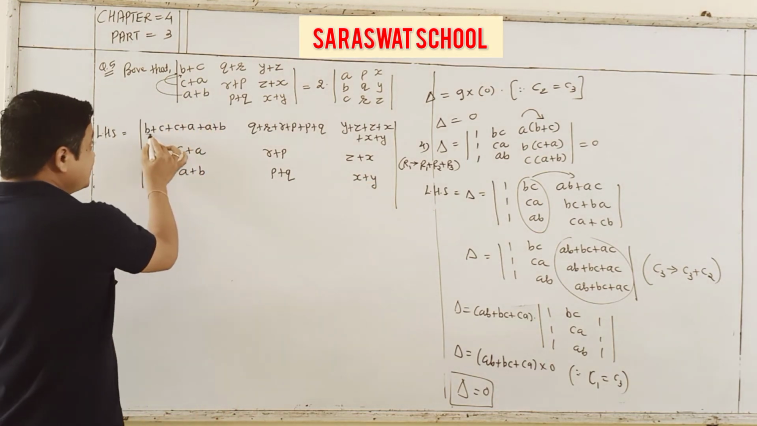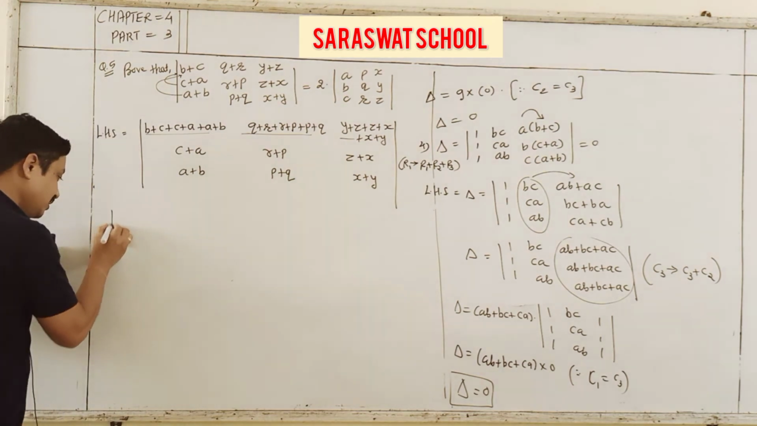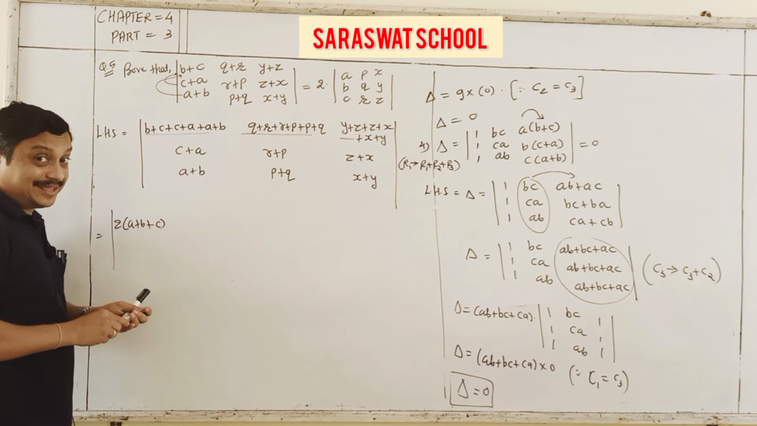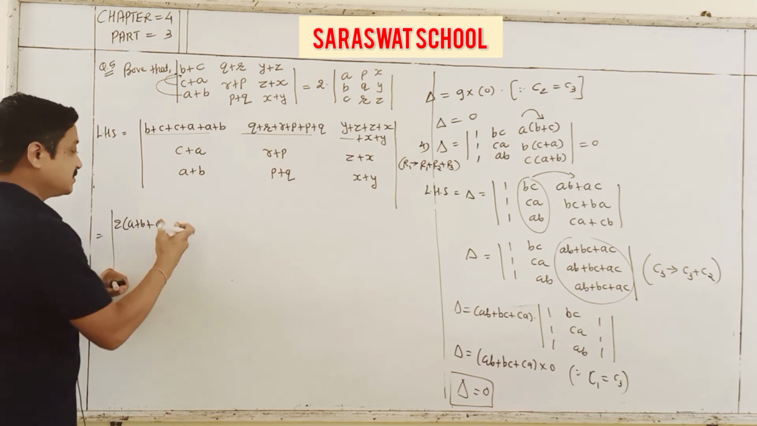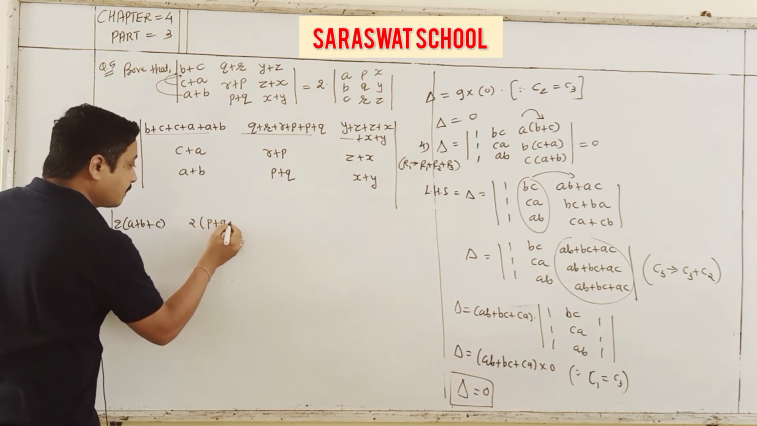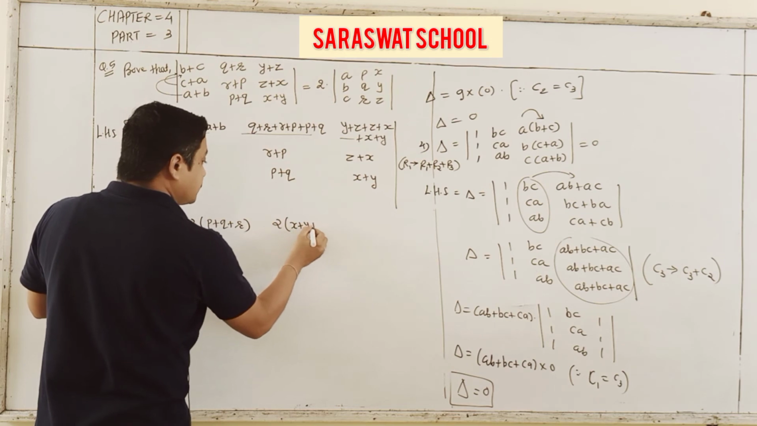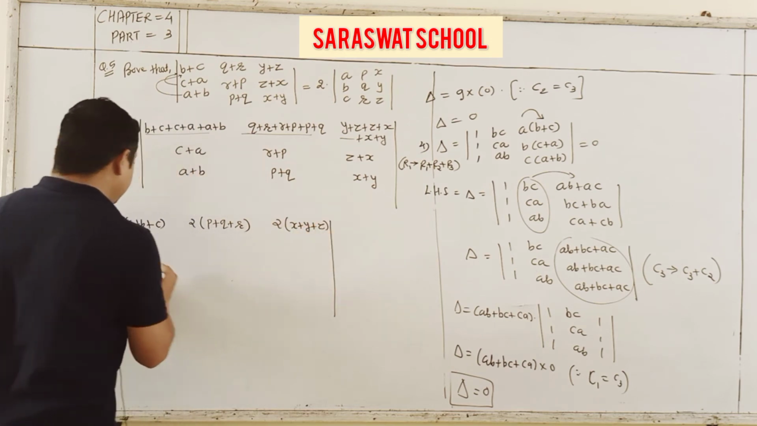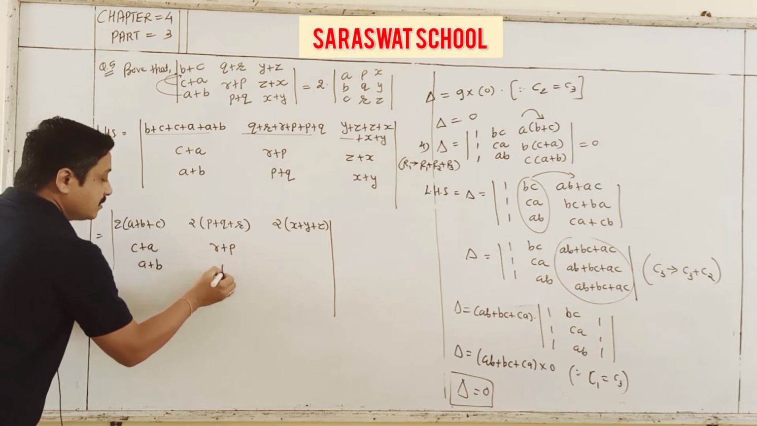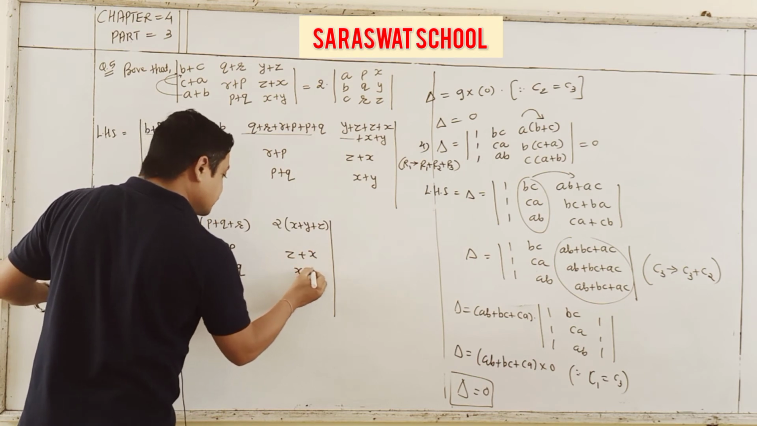Now definitely this is 2 times. So I will write down here 2 times (A plus B plus C). Similarly, one more, that is 2 times (P plus Q plus R), and similarly 2 times (X plus Y plus Z). The other data I do nothing to, as it is: R plus P, P plus Q, and Z plus X, X plus Y.